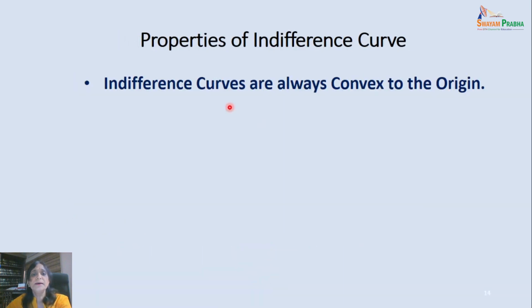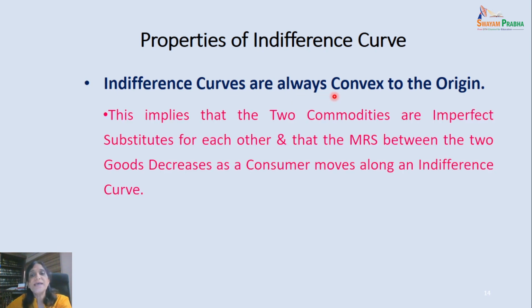Then indifference curves, as I told you, are convex to the origin. This happens because your marginal rate of substitution keeps on diminishing, because as you have more of one, your willingness to give away the other reduces. As I gave you the example of pencils and erasers, as you had more pencils, your willingness to reduce the units of erasers kept on declining.